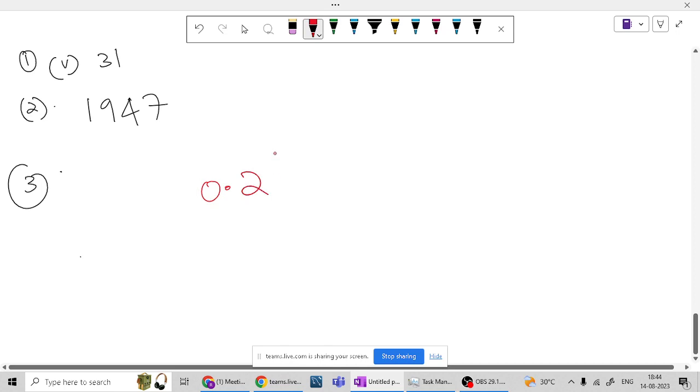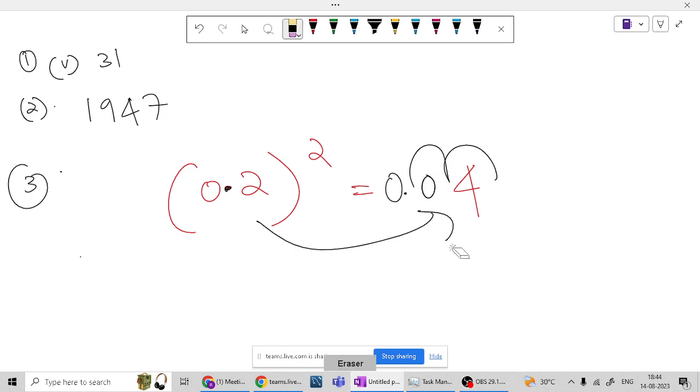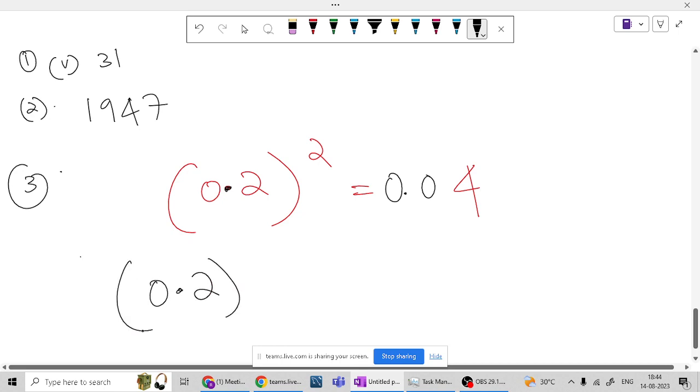What's the square of 0.2? 2 square is 4. Then how many decimal places do we have here? 1. So it gets multiplied. 1 becomes 2. So how many decimal places will you have here? 2, decimal places. What's the final answer? 0.04. Now the same concept.